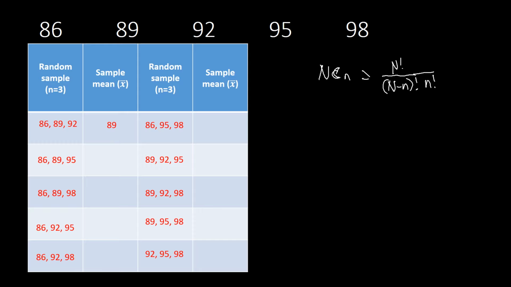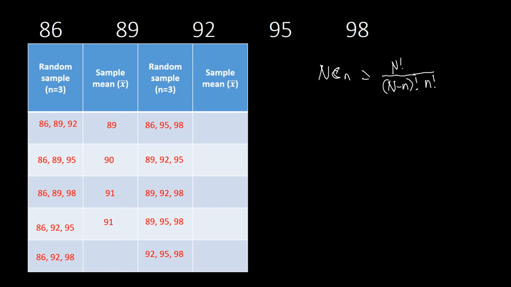Next combination, we have 86, 89, 95. Add it up and then divide that by 3. That is equal to 90. 86, 89, 98. Add it up. We divide that by 3. That is equal to 91. And 86, 92, 95. Adding that up and dividing that by 3. That is equal to 91.